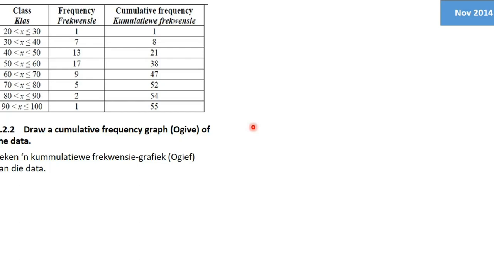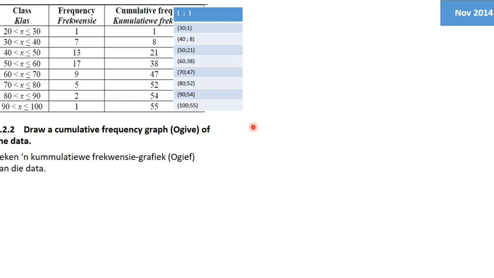Also, the ogive cannot be drawn with a ruler because it's an S shape. If you plot your points and you find that the graph is not roughly an S shape, then you know that there is a mistake somewhere and you can just go and check that. So, freehand sketch.